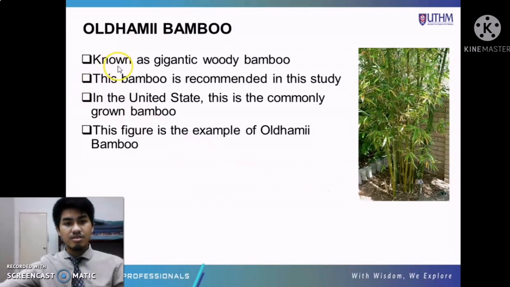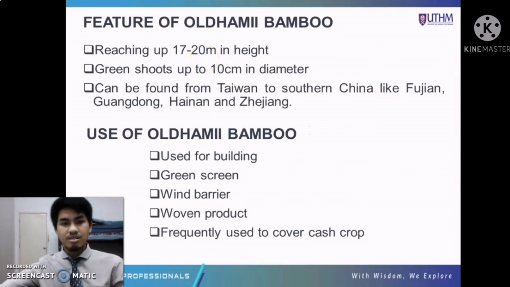Okay, first of all, the bamboo that we chose for this project as a crosswind barrier is the giant bamboo, also known as the gigantic woody bamboo. This bamboo is recommended in the study because it has a lot of features that are suitable for being a wind barrier and can withstand a strong wind load. In the United States, this is one of the most commonly grown bamboos, and this figure is an example of it. This is the feature of the bamboo.